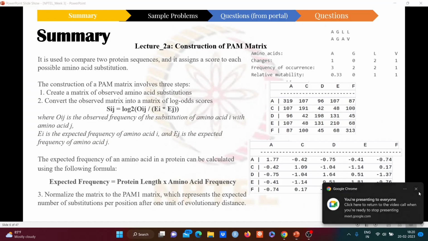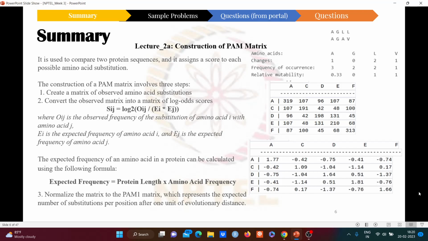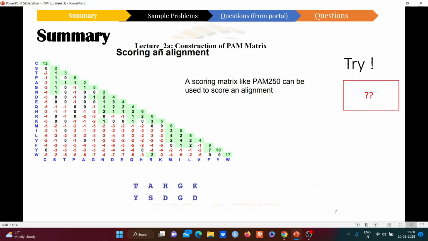Okay, moving forward. Here the negative score corresponds to the substitutions found in the homologous sequence dataset being less frequent than would have occurred by random chance. Okay, let me move on.